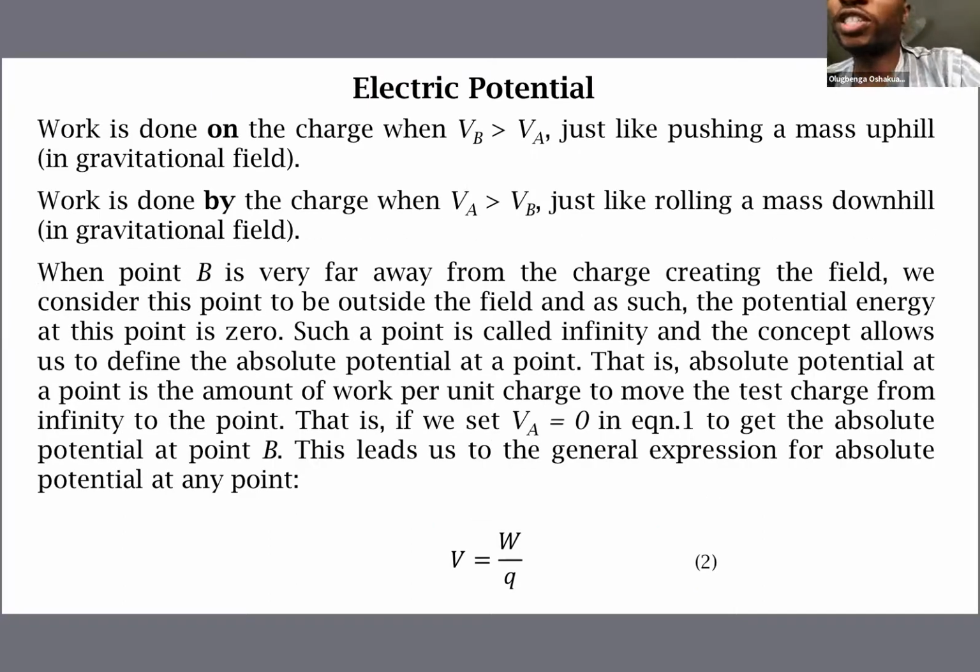So work done on the charge when VB is greater than VA is just like pushing a body uphill in the gravitational field, while work done by the charge when VA is greater than VB is like rolling a mass downhill. When you are climbing a mountain, you can say you are doing work. But after climbing, if you decide not to use your legs anymore and just roll down, we cannot really say you are doing work. We can say work is being done on you.